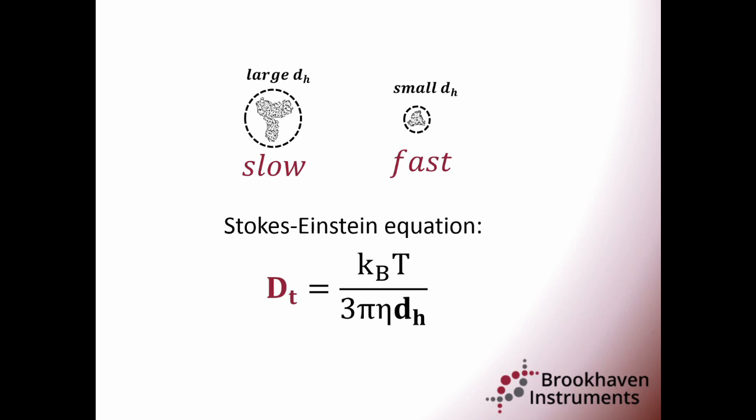So just to summarize, large effective hydrodynamic sizes, so large diameter means slow diffusion, small diameter means fast diffusion. So slow and fast modes. Slow and fast really just refers to the magnitude of the diffusion coefficient, and that diffusion coefficient is inversely proportional to protein size.